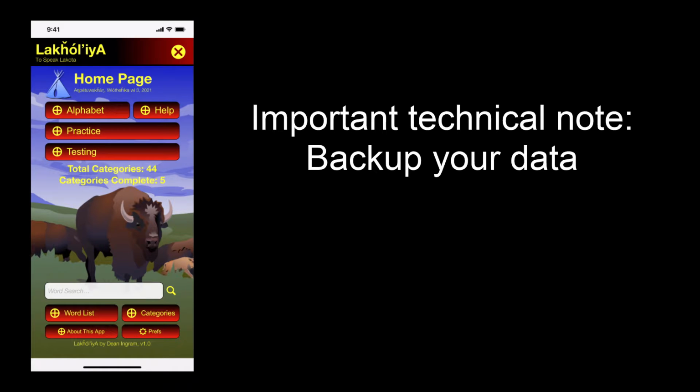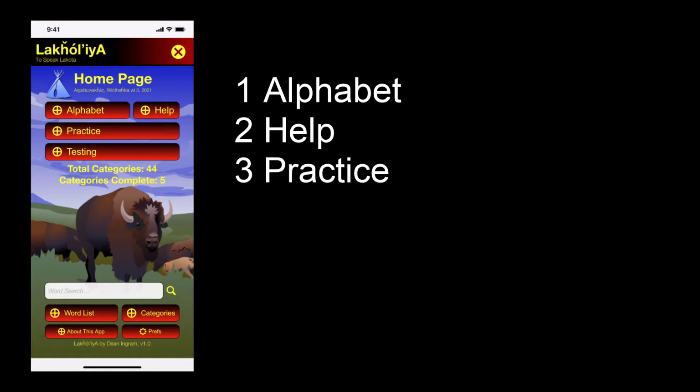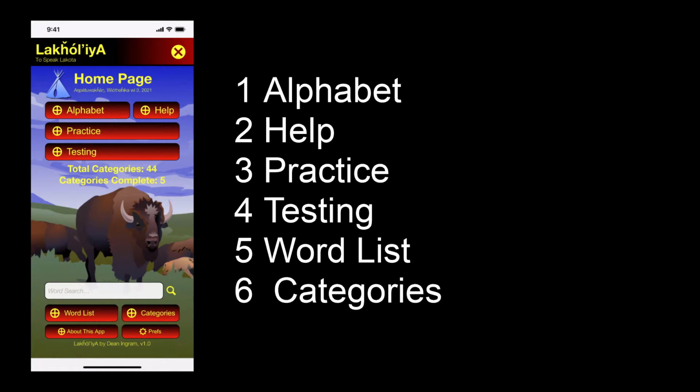First, a technical note. Mobile devices are not a safe place to store data long term. The data in this app is not automatically saved in the cloud or anywhere else. Lost or damaged devices may also mean lost data. If you invest a lot of time entering data in this app, be sure and back up your device and its contents frequently. The homepage of the app has buttons for alphabet, help, practice, testing, word list, and categories.